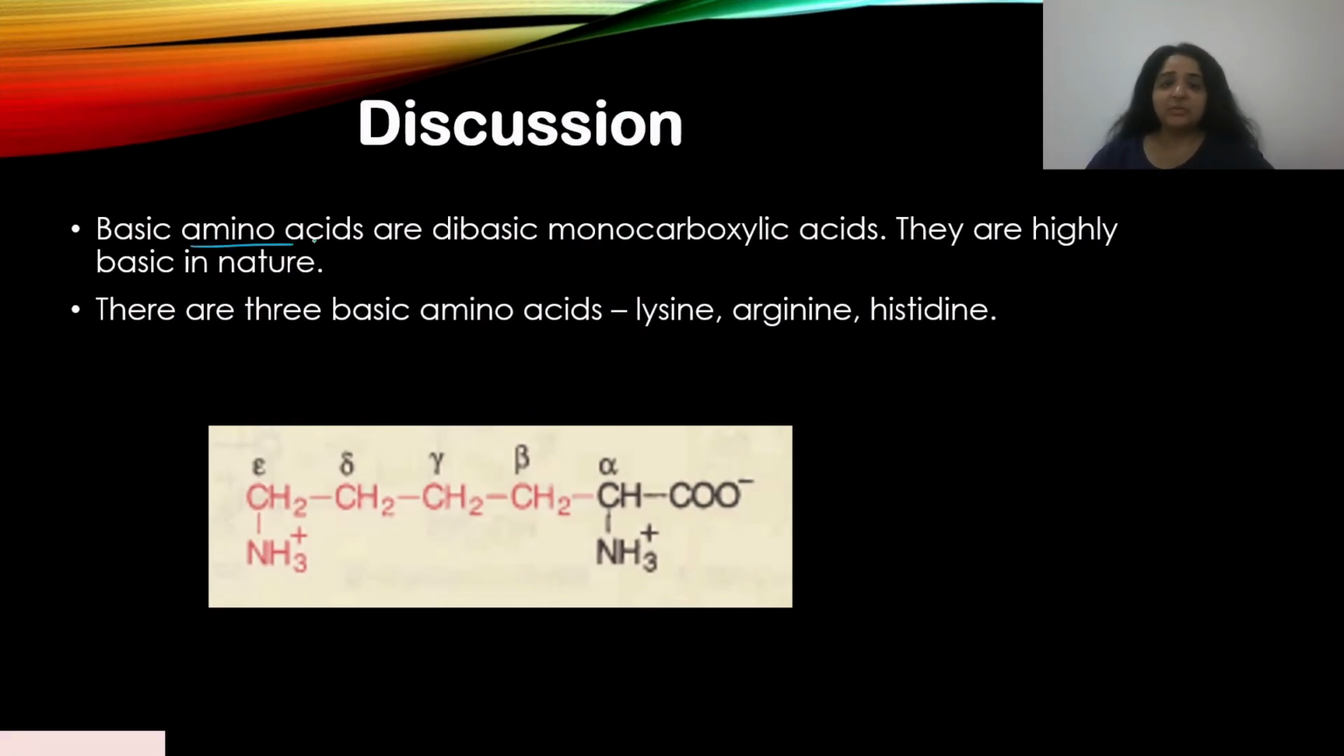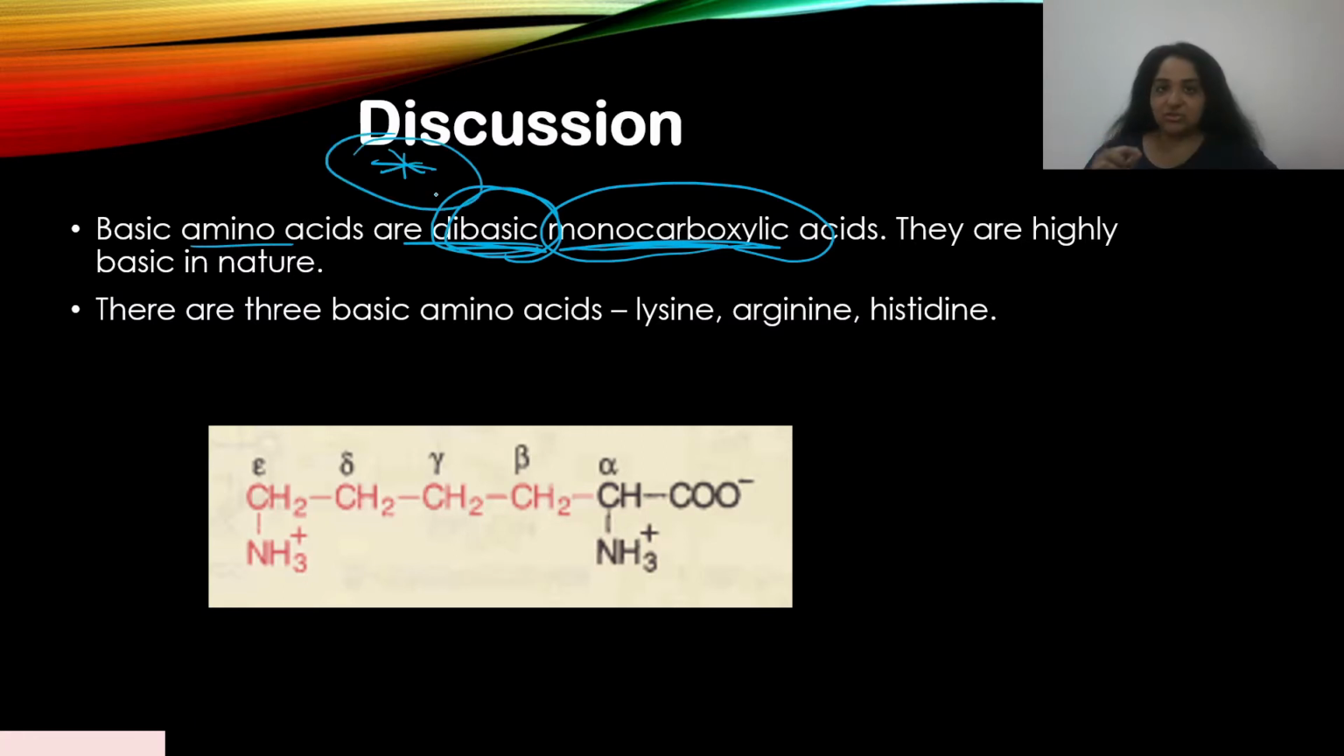Okay, so basic amino acids are what? Dibasic and monocarboxylic acids. They have two NH2 groups and one carboxylic group. That's how you identify a basic amino acid. This is a very important point to remember. If any structure is given to you and you see a dibasic and monocarboxylic acid, then you know that it is a basic amino acid. They are highly basic in nature.